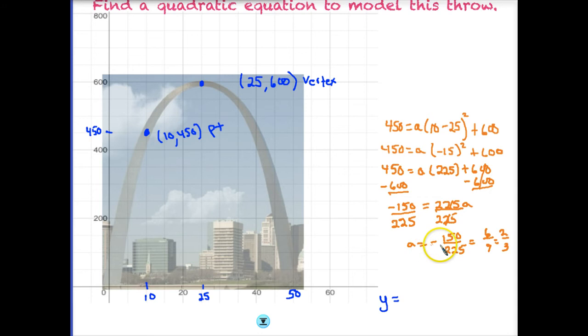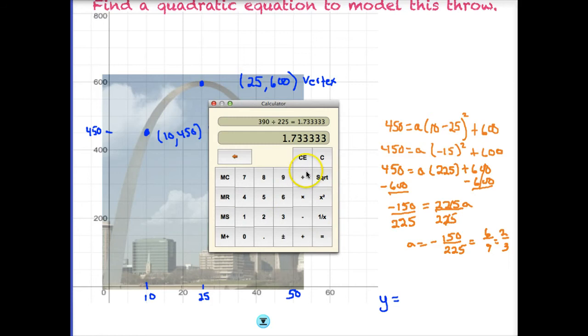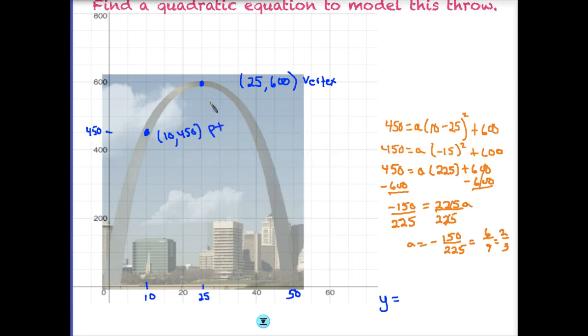I can also put it in a calculator if I want to, and I can go ahead and do that right now. So let's see, we've got 150 divided by 225, and I should get 0.6667. So I could use that as my rate of change if I wanted to. Either way, just make sure you reduce it or you divide it out so that you have a rate of change that's more understandable.